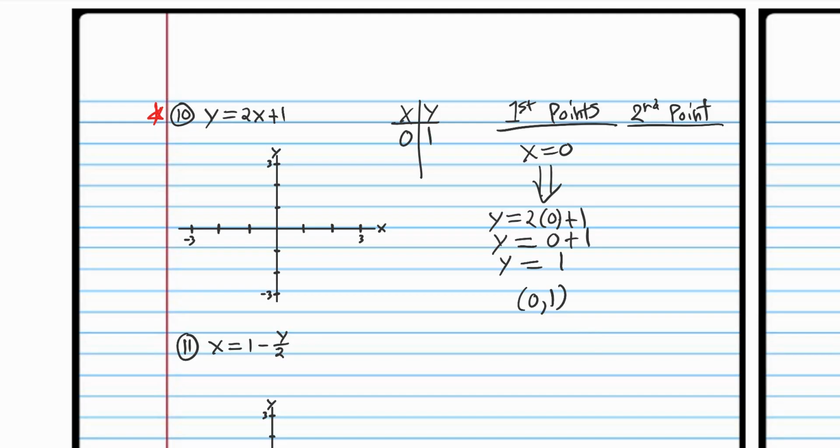And again, it's very common for students to mix up these values. The x value always comes first in the ordered pair, and the y value always comes second in the ordered pair. Don't mix those up, or else you're going to get really confused. So plot that point, it goes right there. Now we'll choose, just to mix it up, I'll choose a negative 1. So if x is negative 1, we plug that into the equation.